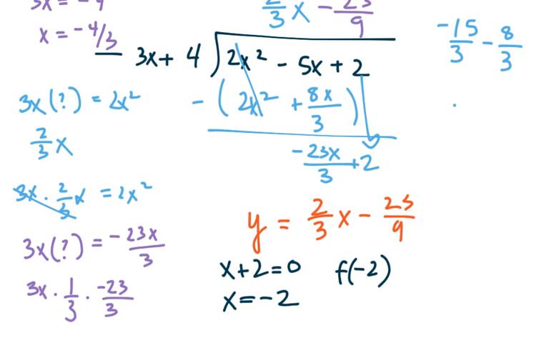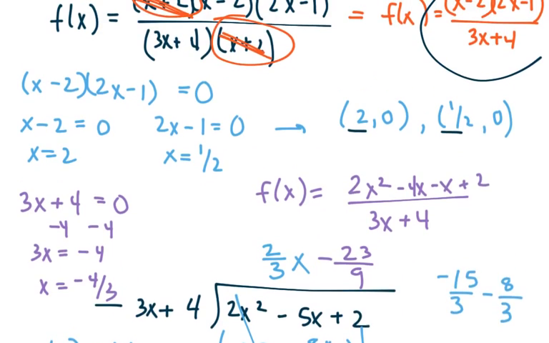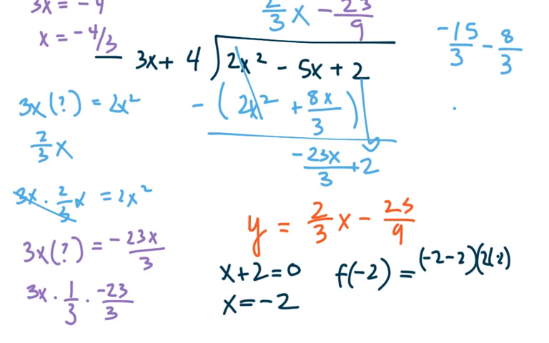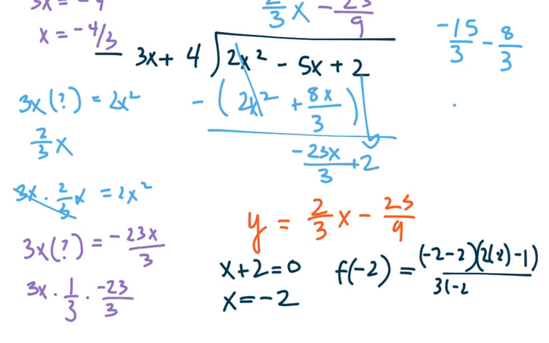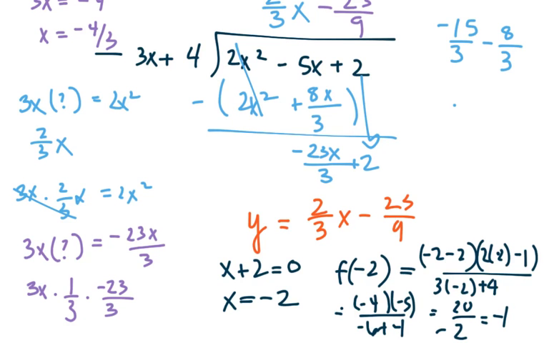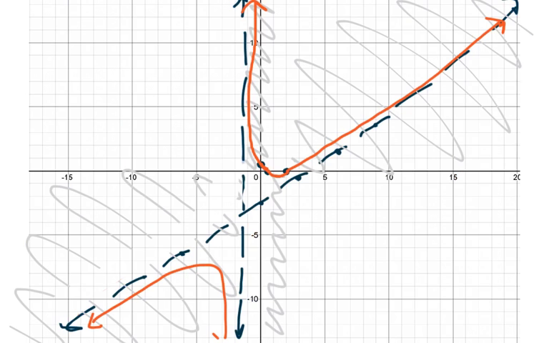So I have to plug in -2 to my function. So -2 minus 2 times 2 times -2 minus 1 all over 3 times -2 plus 4. That's going to be -4 times -5 over -6 plus 4, which is going to be 20 divided by -2, which is -10. Oops, -10. So I actually have a hole. I cannot believe that I just skipped over that. At -2, -10, I have a hole in my graph.